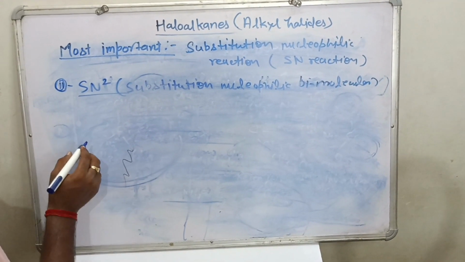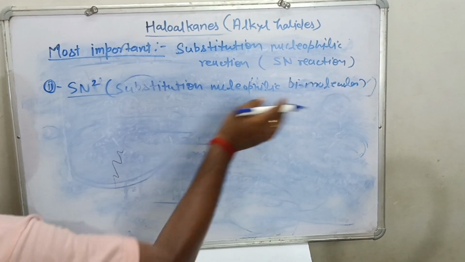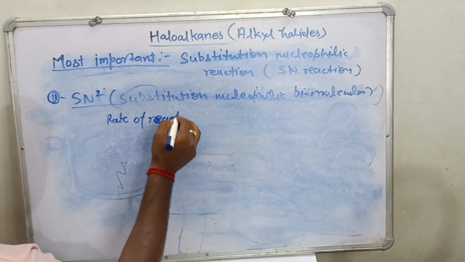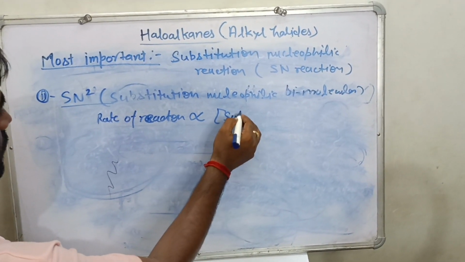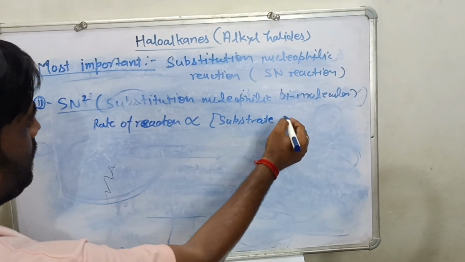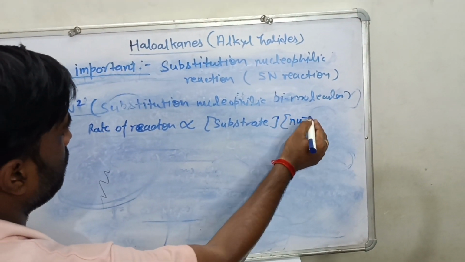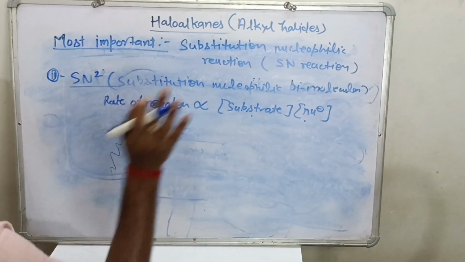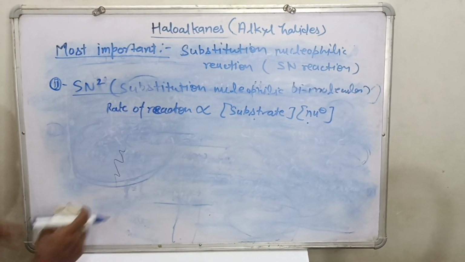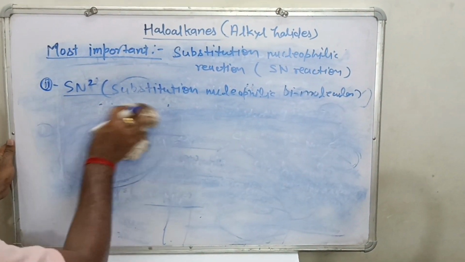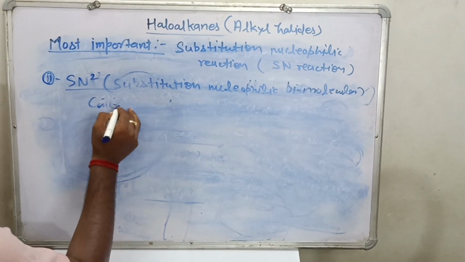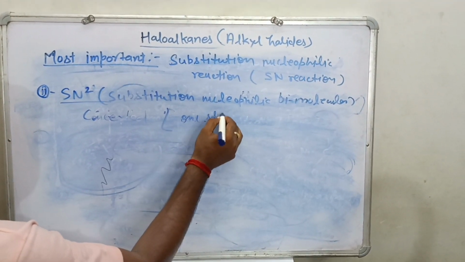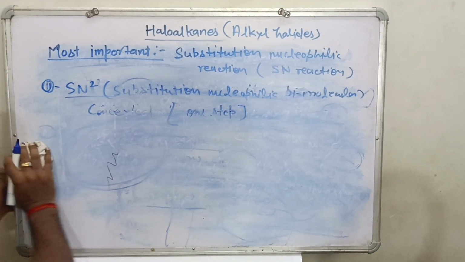Now coming to the second type of mechanism, known as substitution nucleophilic bimolecular. Similar to the previous one, the rate of reaction here will depend on the substrate as well as on the nucleophile, that is Nu minus. So the rate of reaction depends on both substrate and nucleophile. This is known as the substitution nucleophilic bimolecular reaction. The main important point of this mechanism is that it is a concerted mechanism that takes place in only one step. In only one step, and I am drawing the mechanism.